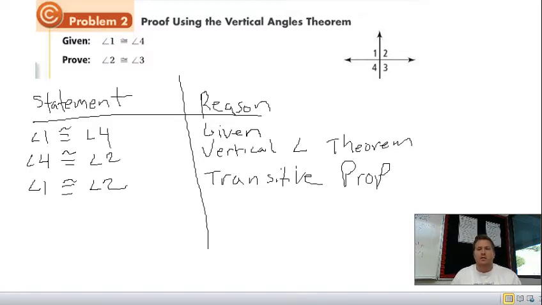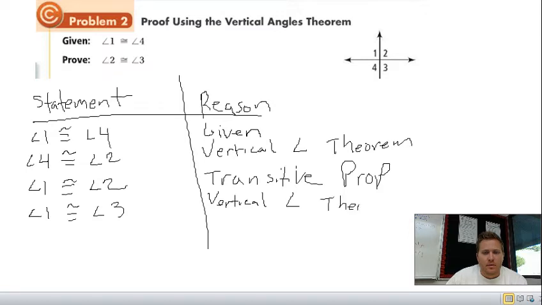Alright, so I got angle 1 and I got angle 2. Next, what else do I know about this picture? Well, 1 and 3 are also vertical angles, and those would also be congruent to each other. So I could say angle 1 is congruent with angle 3, and we would know that through the vertical angle theorem. We just wrote down that they are congruent to each other.